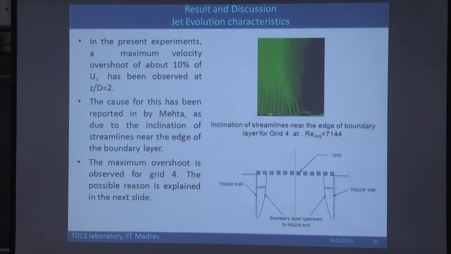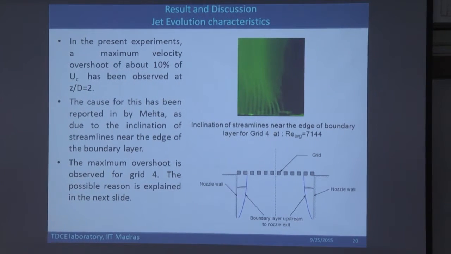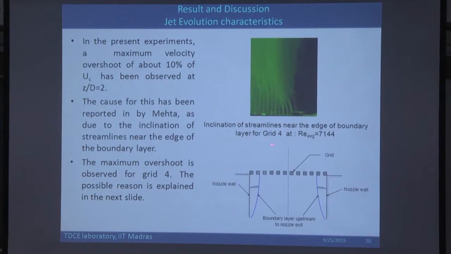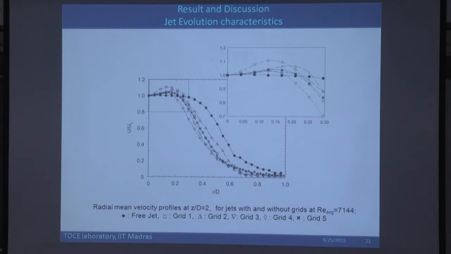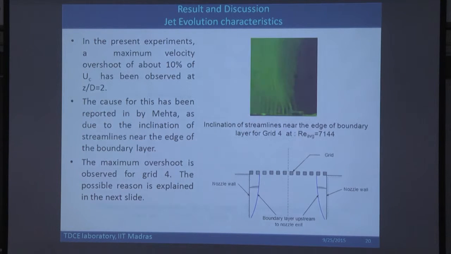So there is one more effect of the grid. When you put a grid in a jet, you could see the profile is not, this is for a free jet, you could see that there is a top hat profile at 2D, but when you put a grid, there is an overshoot. So initially we had to probe through the data to find out why the overshoot happens. The overshoot happens because of this reason.